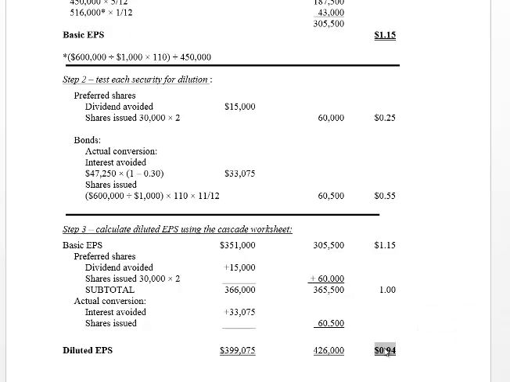So we would show on the face of our income statement or statement of comprehensive income, basic EPS of $1.15, and again our diluted EPS of 94 cents per common share. So this concludes our video on actual conversions when we have convertible bonds that were converted and convertible preferred shares which were not converted. I hope you found the video helpful.